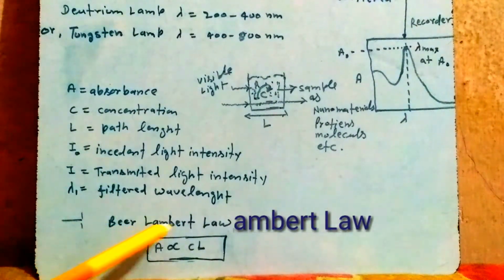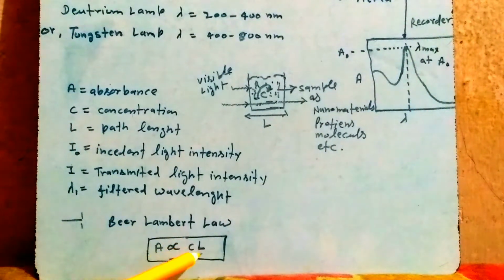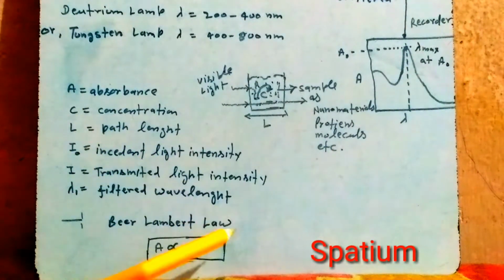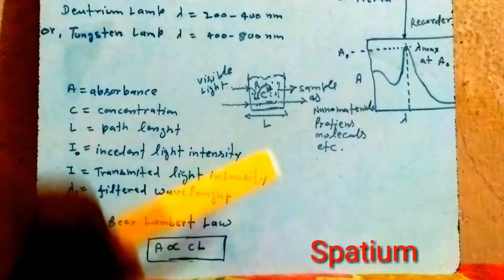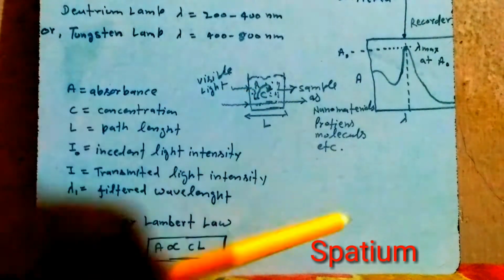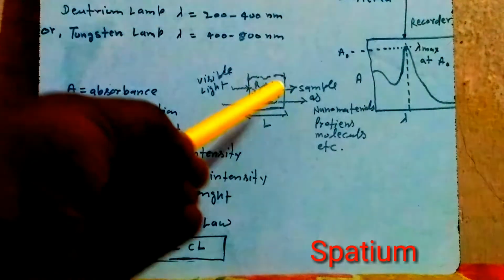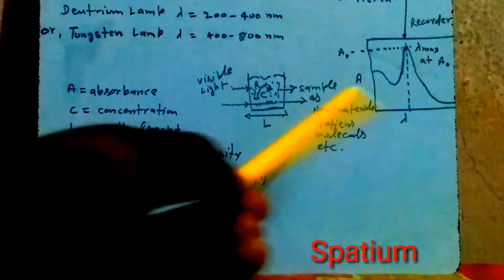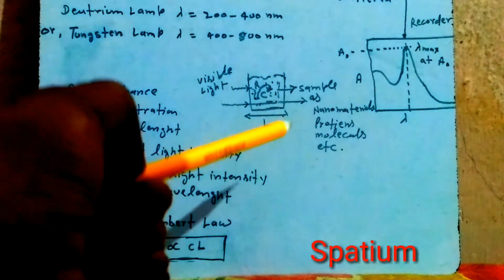Here we have the Beer-Lambert law: the absorption A is directly proportional to C times L, where C is the concentration and L is the path length through which the monochromatic light passes through the sample. So that's the sample, the concentration and the absorption of the light in the sample. We are taking the sample as nanomaterials, or we can also use protein molecules, etc.